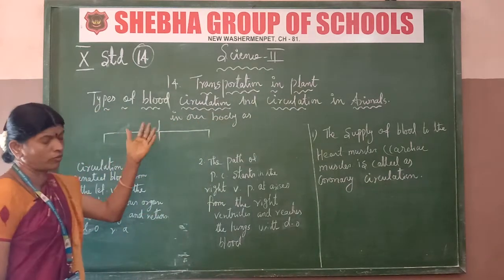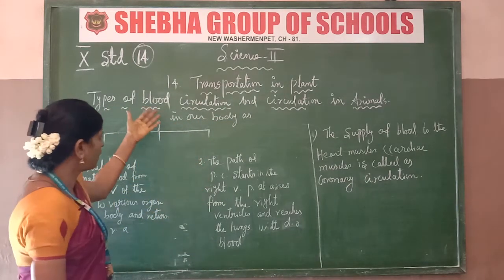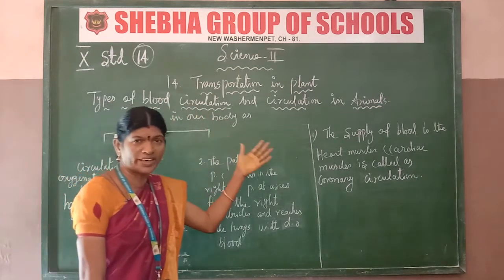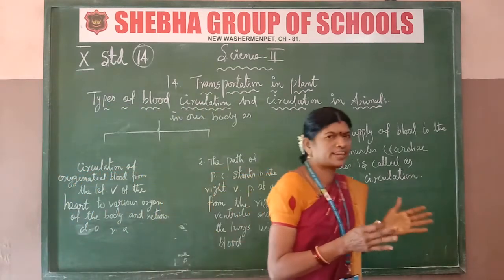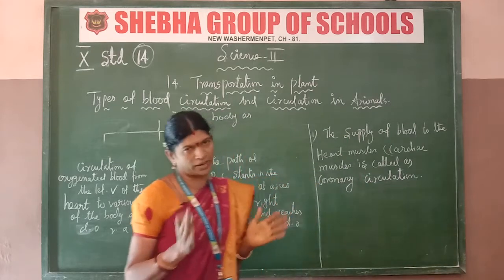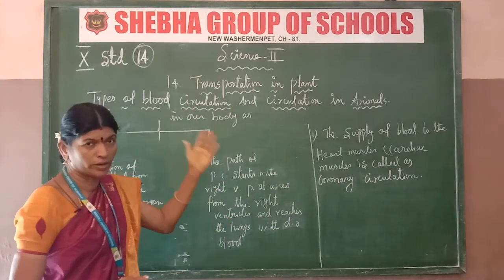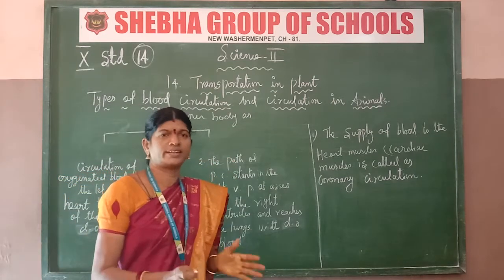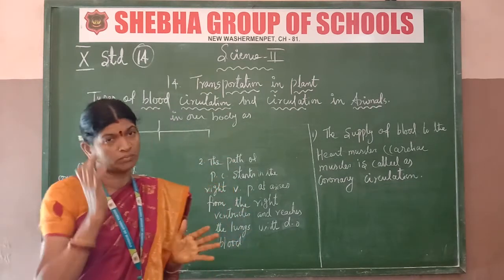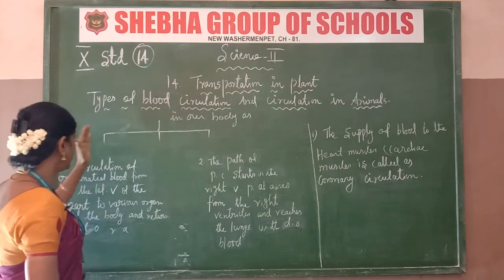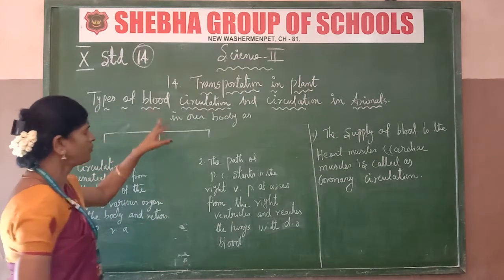What is blood circulation? Blood circulates in our body as oxygenated and deoxygenated blood. It's clear that the blood circulates in our body as oxygenated and deoxygenated blood. Next, there are three types of circulation.